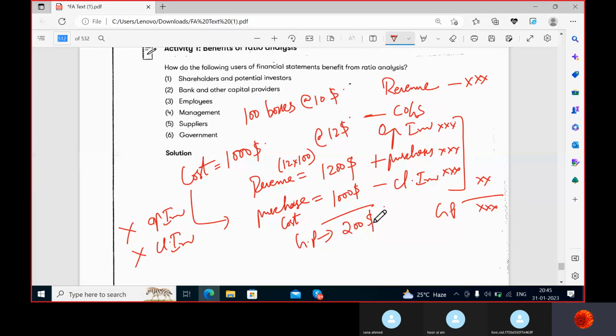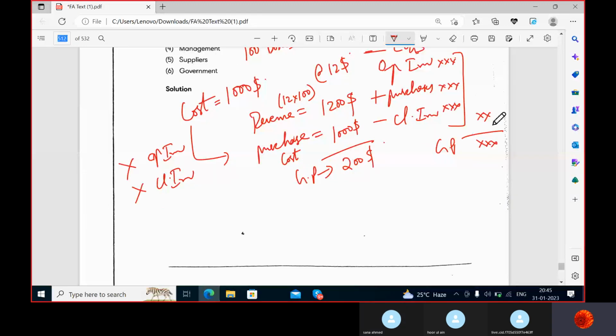Okay. But now let us change the case. Let us now assume that we have a closing inventory. What do you mean by closing inventory? The entire boxes which I bought, I'm not selling them. I'm selling some part of it and some part of the boxes are left over. Now let's say I bought 100 boxes, and out of these 100 boxes, I sold 80 boxes. So how much is the closing inventory? 20 boxes.